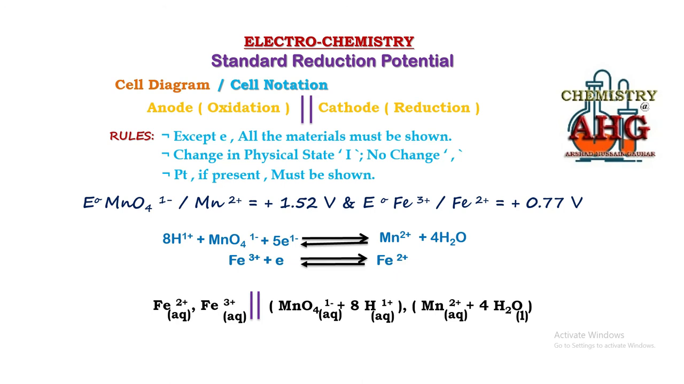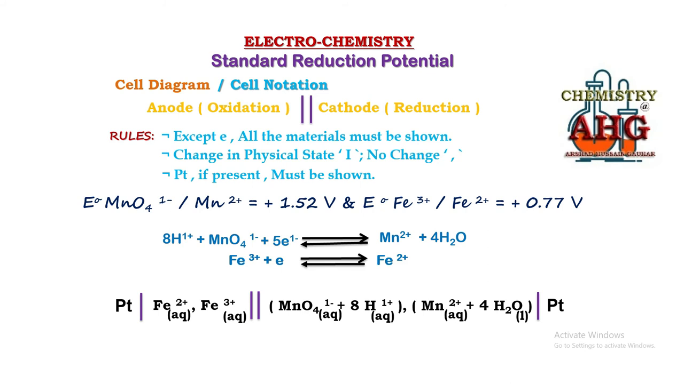Now one more thing you must remember: whenever we construct half cells in which an element is present in two different oxidation states, in that case we always use platinum as an inert electrode. In this example you can see in both these half cells the same element is present in two different oxidation states, so in both these cases we will use platinum. In this case platinum before anode, and in cathode after cathode.